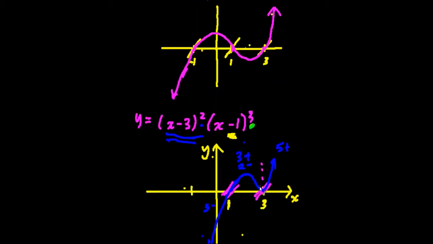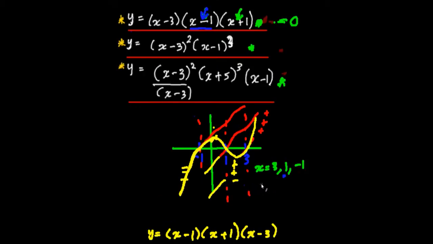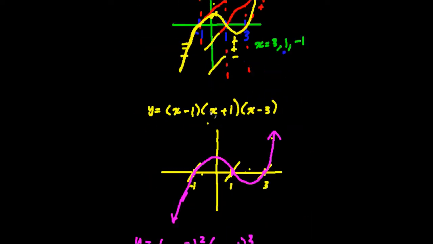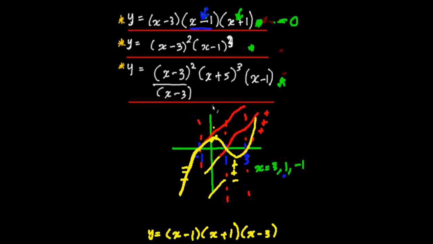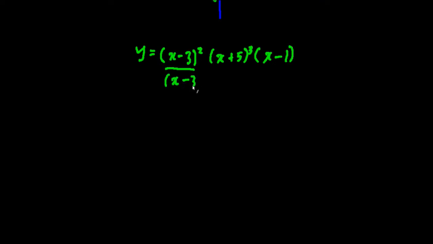Okay, last question. So we're almost done. Last question, x minus 3 squared. Okay, let me write this down. So this goes y is equal to x minus 3 squared times x plus 5 cubed times x minus 1. I think that was a question, but anyway, that's the idea that I wanted to show.